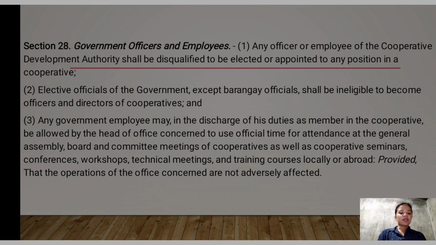In this section, it addresses the eligibility of government officers and employees in relation to cooperatives.